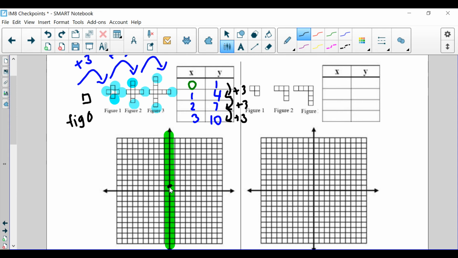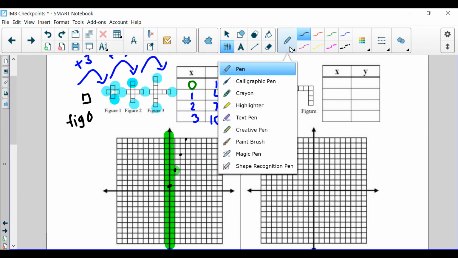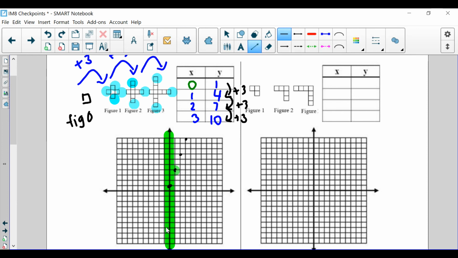Then we go, okay, where is 1, 4? I'm going to just assume that everything is labeled by 1s. 1, 4. We're over here. Go over 1, up 4, which is 1, 2, 3, 4, right over there. I should have made a little mark there. There we go. 2, 7. 2, 7 is here. And 3, 10 is here. Connect your points to make your line, and we have got it.